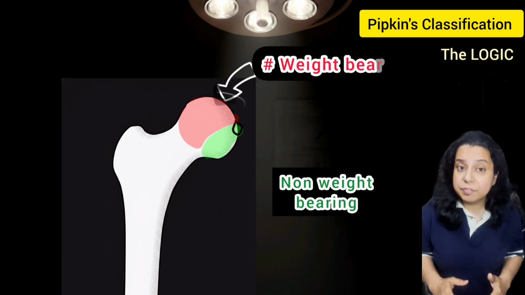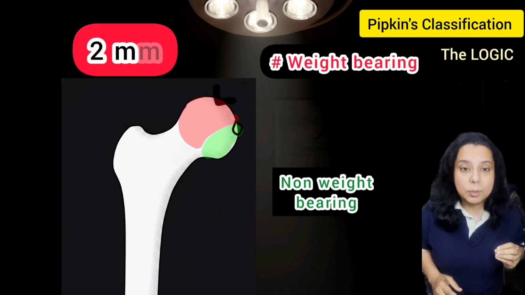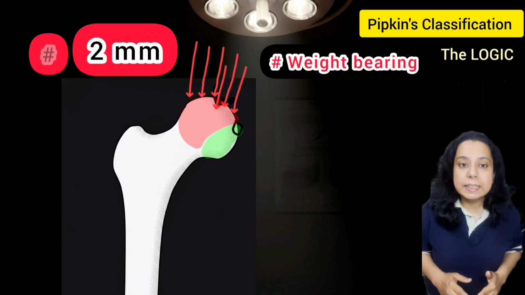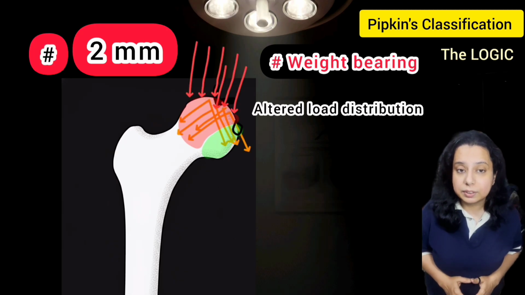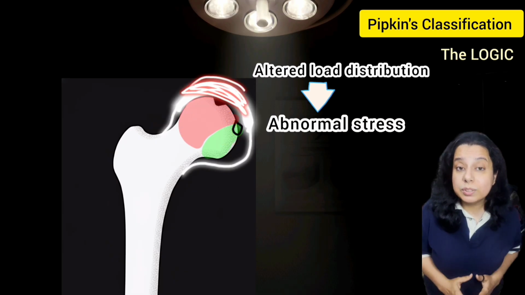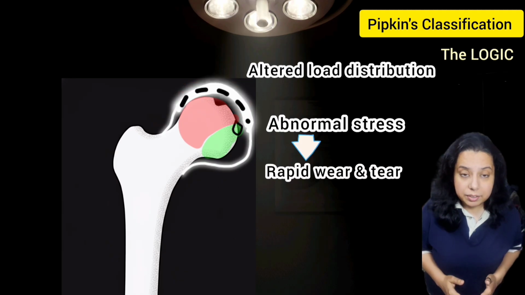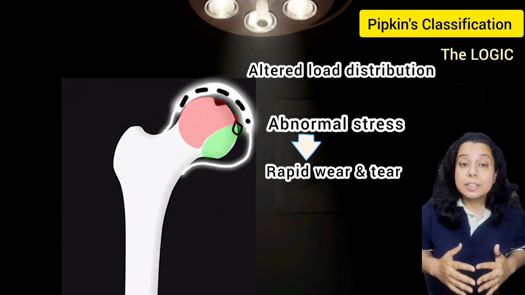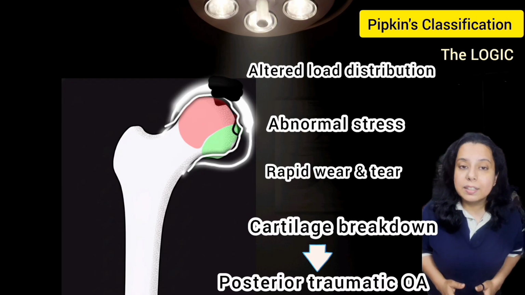Now, if there is any fracture which involves the weight bearing dome, even as small as 2 mm, it can drastically alter the load distribution across the hip joint. Now, this would result in what? Concentrated abnormal stress on the cartilage, which leads to rapid wear and tear, finally leading to cartilage breakdown, post traumatic osteoarthritis, and chronic pain.